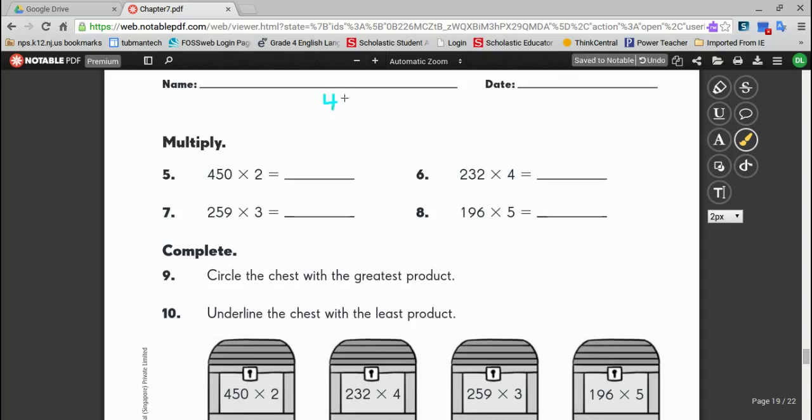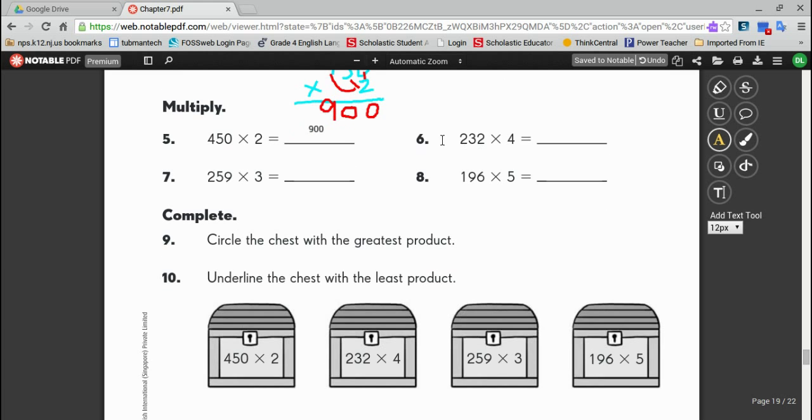I have 450, and I'm writing it vertically, times 2. Okay? Alright, so let's multiply this one together. Multiply your 1s. 0 times 2, 0. Then let's do our tens. 5 times 2, well, it's 10. And in order for me to write 10, I need to write 0 and carry the 1, regroup the 1 in our hundreds. Alright, multiply the hundreds. 4 times 2 is 8, plus 1 more is 9. Alright, so my final answer is 900.